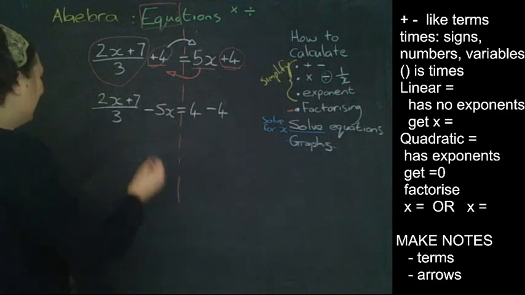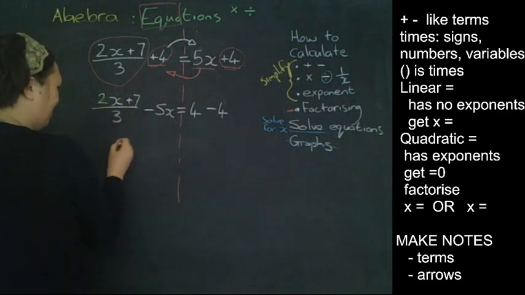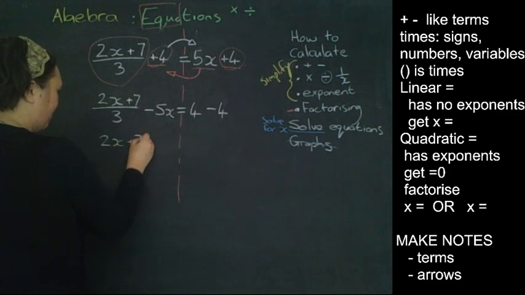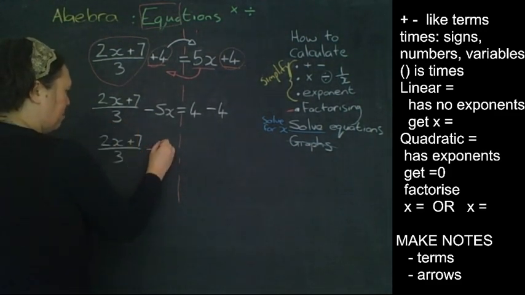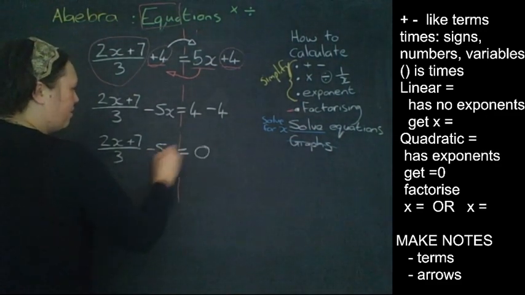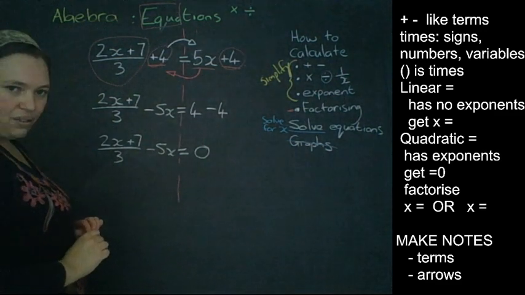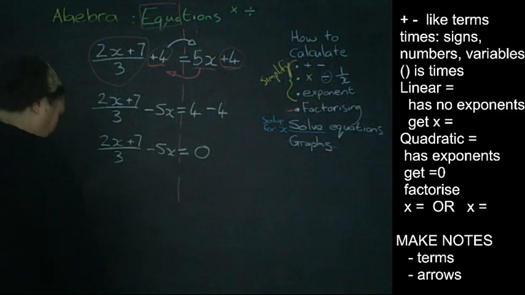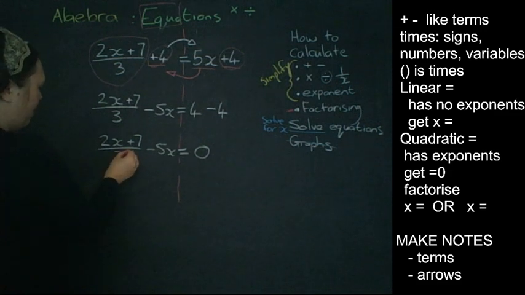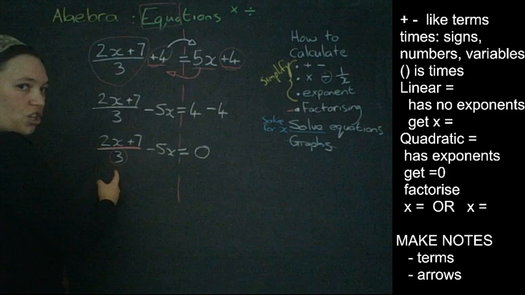Okay, so what have we got here now? 2x plus 7 divided by 3, one thing together, minus 5x equals 0. Don't second guess yourself, it is a 0. Now, we want to get rid of this 3. It is a divide, so I want to times it.